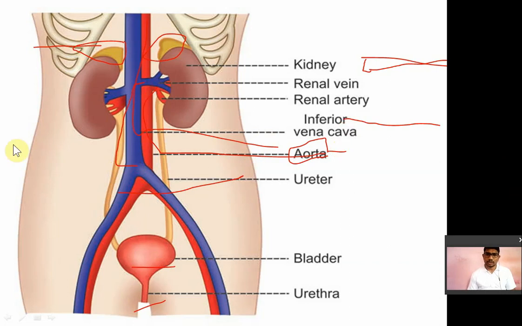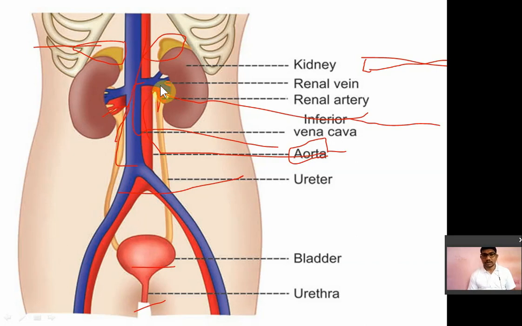So this aorta will supply blood to the kidney, and the inferior vena cava will drain blood from the kidney. Now these two kidneys are supplied with arteries known as the renal arteries, small arteries. And the small veins which drain the blood from the kidney are known as the renal veins. Renal veins will drain their blood into this inferior vena cava, and renal arteries will supply blood from the aorta to the kidneys.